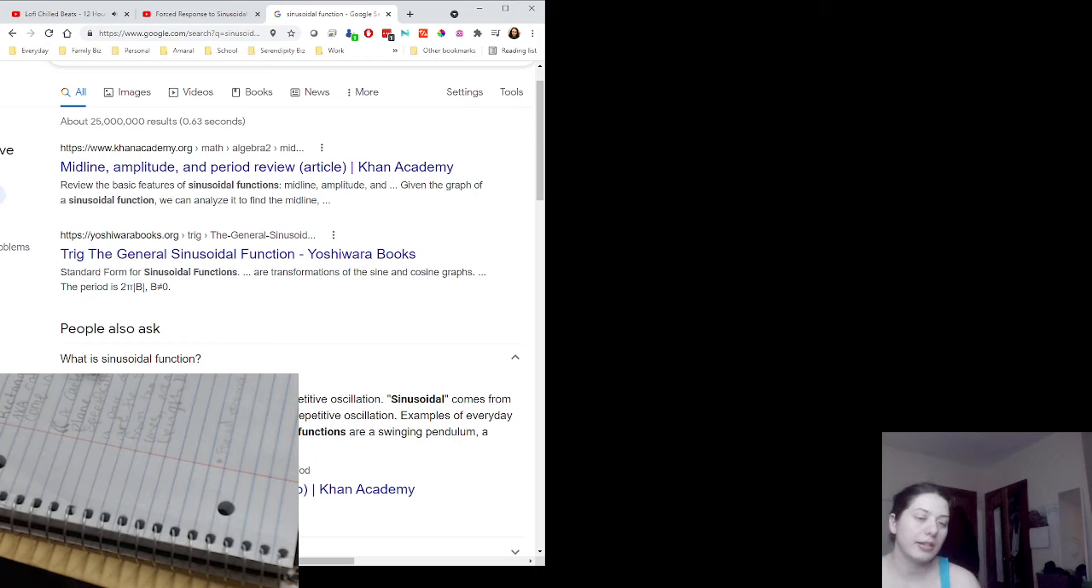Ooh, a vibrating guitar string is a sinusoidal function. That's cool.